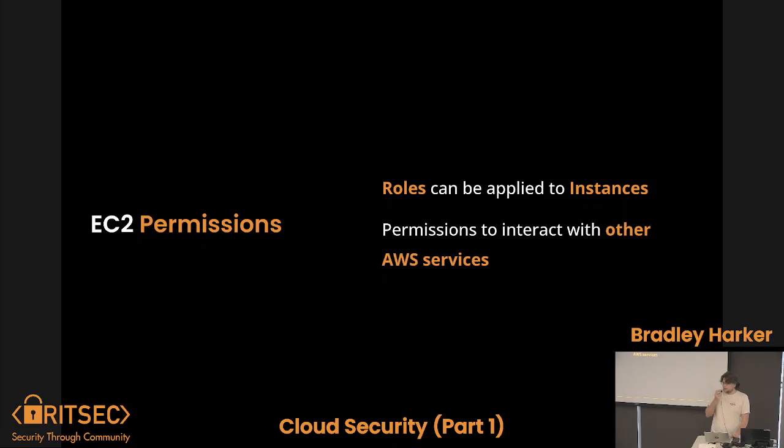Like I said, they gain permissions to interact with other AWS services, so that way you can talk directly to them. And this helps things be secure. Let's say your EC2 instance is breached. You don't want it to instantly have access to everything else in your AWS environment. So you have to set explicit permissions to allow it to talk to other things.